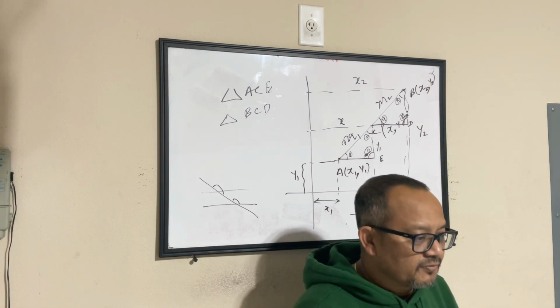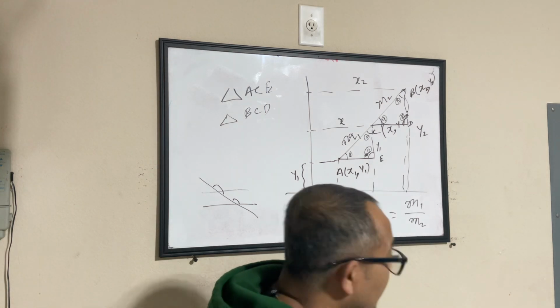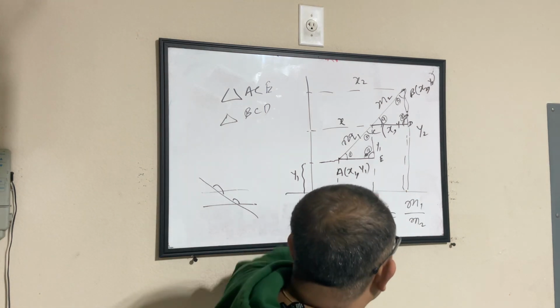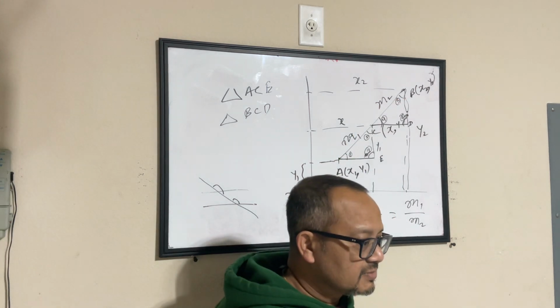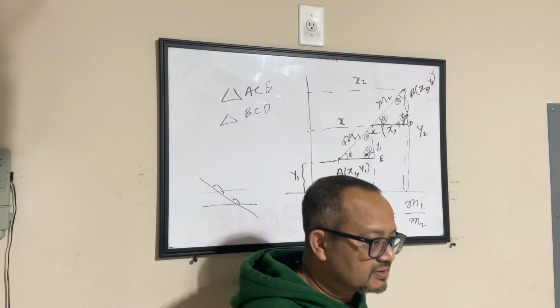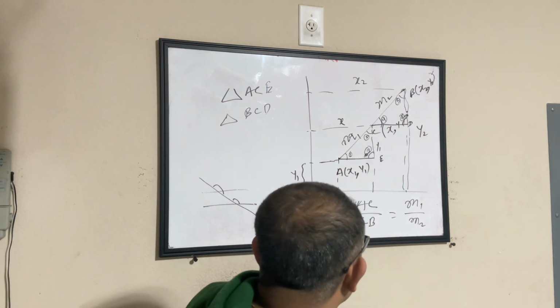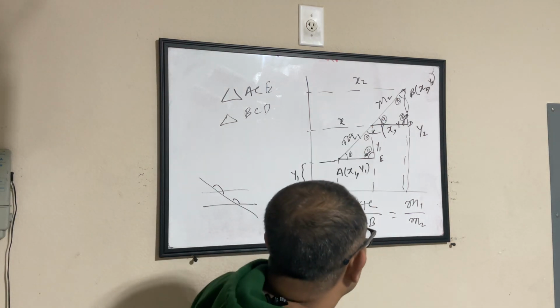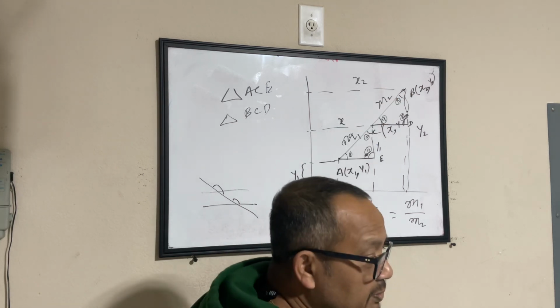Everybody with me so far? So now, based on whatever we did, agreed, disagreed, we finally found that this triangle and this triangle are similar. Is that a fair statement? Okay. Now, when the triangles become similar, that means the sides will be in the same ratio, same proportion.